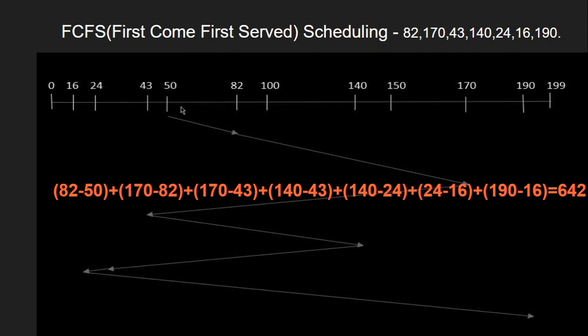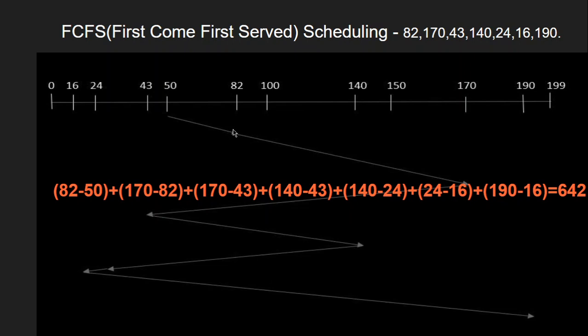Now here the question is only starting from 50, so naturally it has to go to the higher end, because the scan always moves from the left position to the right position. So here it starts from 50, then the requests are handled as 52, 82, then 170, then 43, then 140, then 24, then 16 and 190. The differences have to be found and summed up. That's what is given over here.